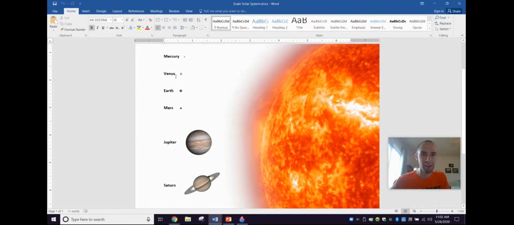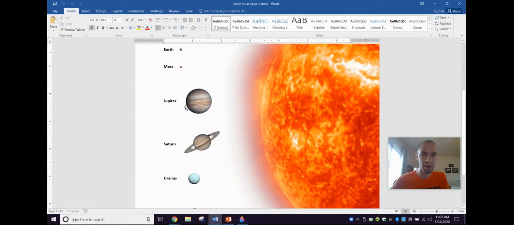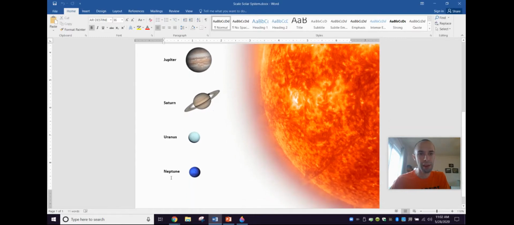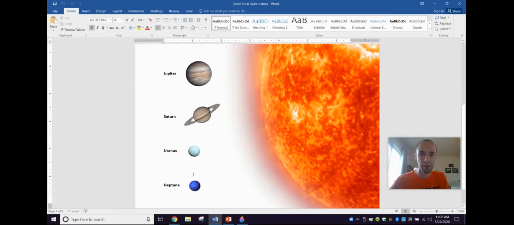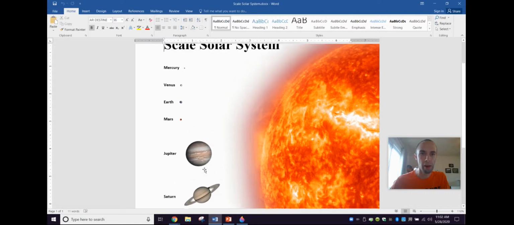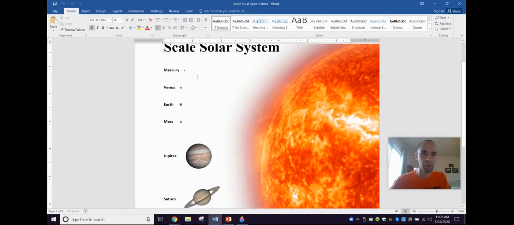I hid all of these planets all around the campus of school. The only ones I did not hide were Uranus and Neptune, because they would be way off campus. But the rest I hid around the school, and if you found one, I gave you an extra credit point on your marking period average. Obviously, we can't do that anymore, but it was kind of fun.